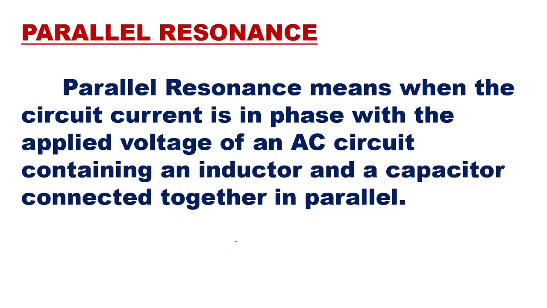One definition of parallel resonance is when the circuit current is in phase with the applied voltage of an AC circuit containing an inductor and capacitor connected together in parallel. If the current flowing through the circuit is in phase with the applied voltage, then resonance takes place, and because the circuit has a parallel combination of inductor and capacitor, it is called parallel resonance.